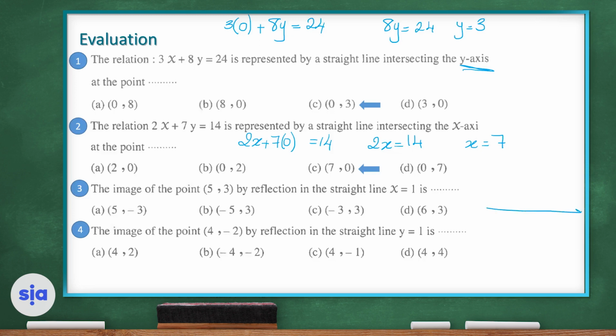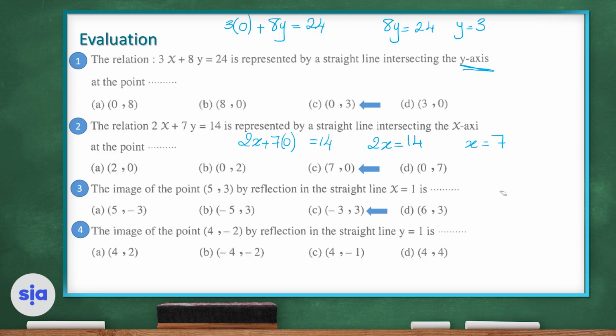So if this is our graph, here's 1 on the x-axis. This is the line x equals 1. If we have this point as 5, 3, how many units did you move here from the 5 to the 1? You moved 4 units, right? So you're going to move 4 units on the other side. From the 1, you're going to reach the -3. So the image point will be -3, 3. So for question 3, the right answer is choice C.